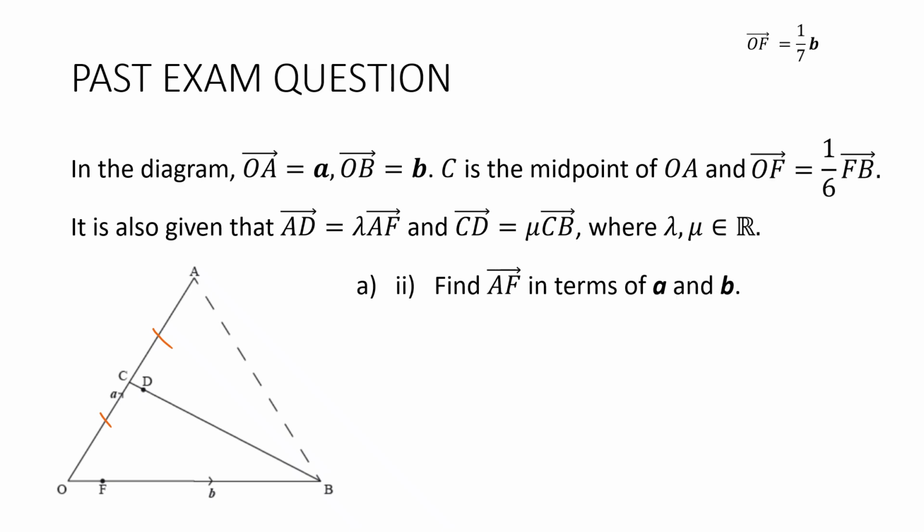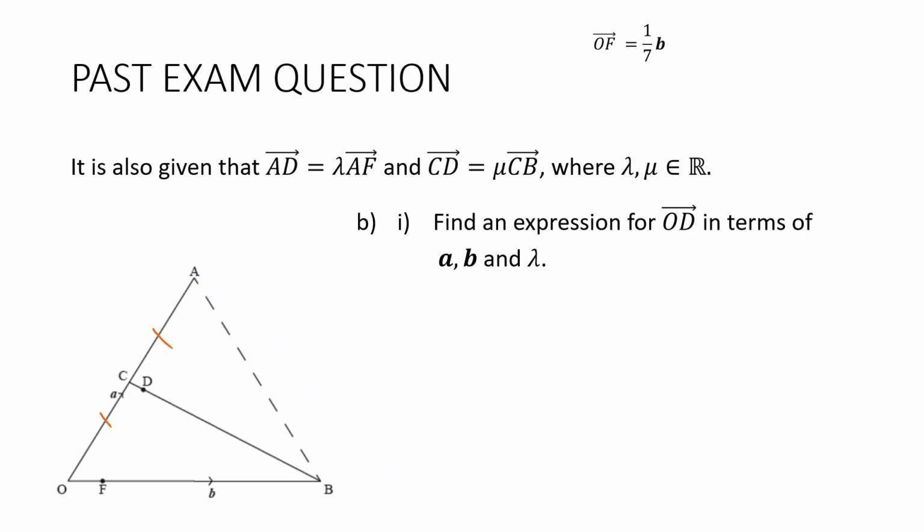Part 2, find the vector AF in terms of A and B. So always start with what we just were asked to prove, which was OF. Okay, so let's form a vector equation for AF. It is going to be OF take away A. But we know that OF is 1/7 of B, and so the vector AF must be 1/7 of B take away A.